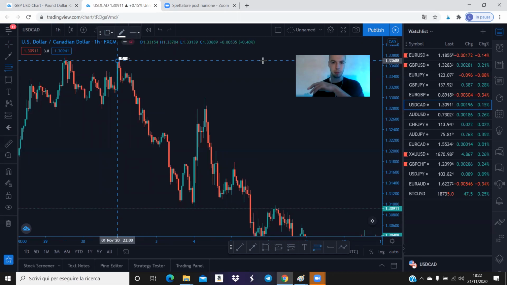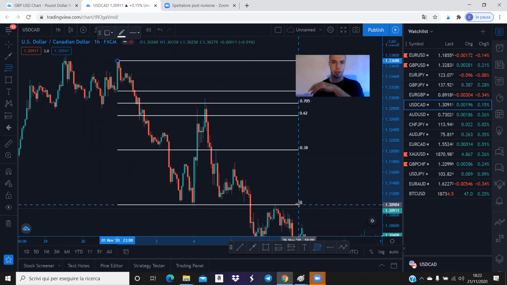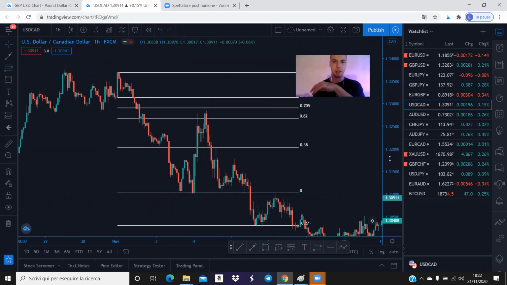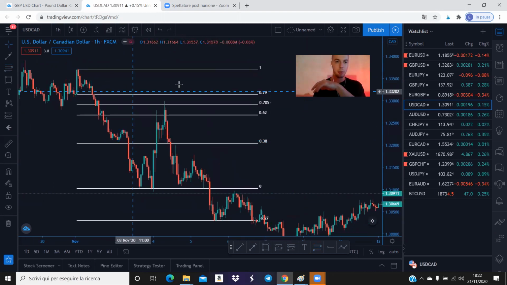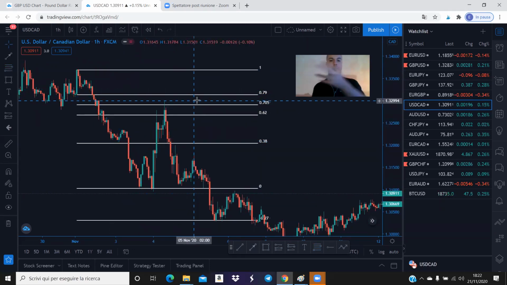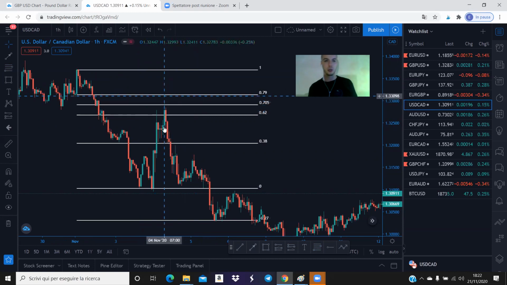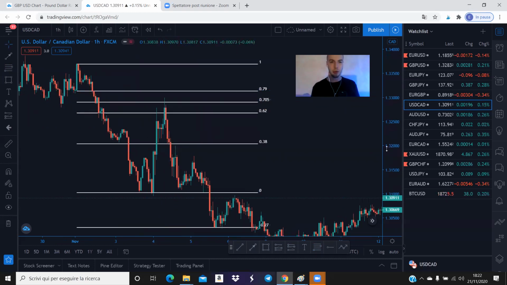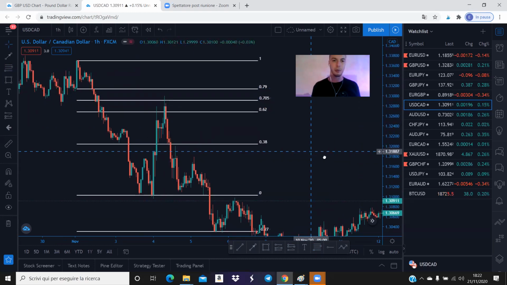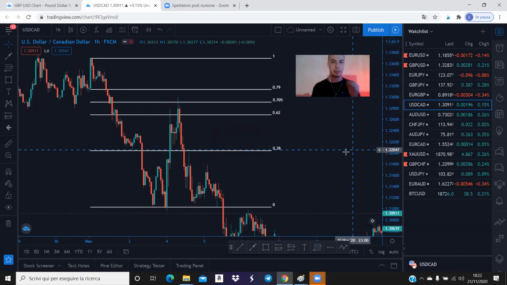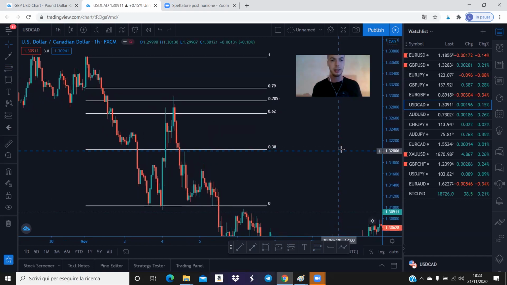Put down my Fibonacci's and I say, okay, I want to enter in between my golden zones. But I don't know where. Like, I will enter at the 0.62, 0.705, or 0.79. I don't know. I need extra confirmation. And therefore, to get my perfect entry, I use my supply and demand.